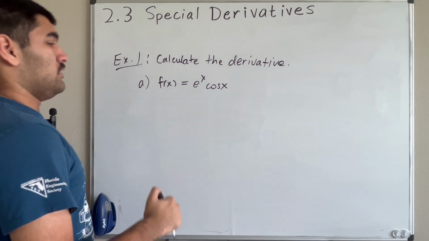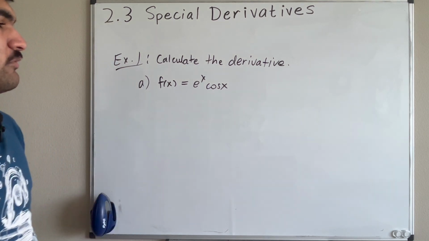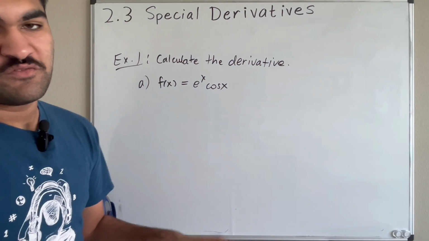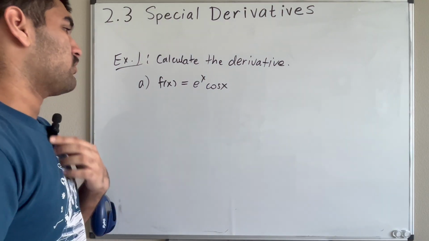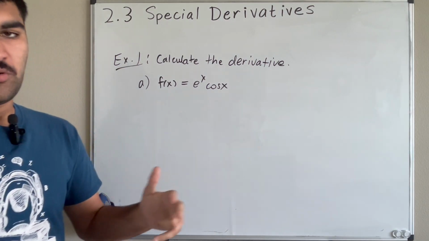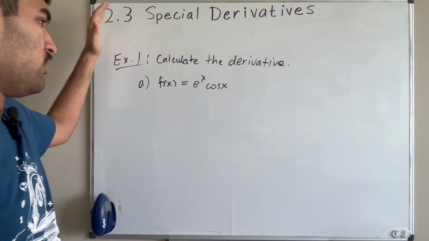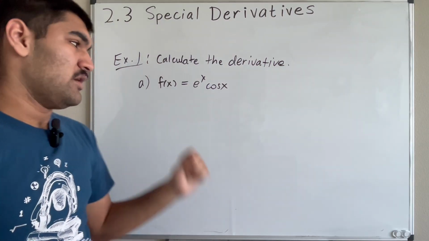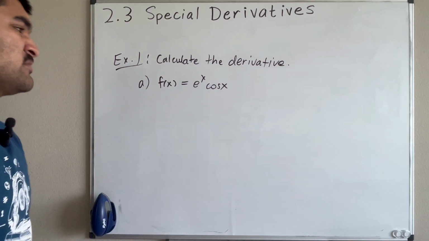So we have 4 practice problems. These are basically going to encompass all the derivative rules we've learned so far. We're talking about power rule, product rule, quotient rule, chain rule, and plus all the special derivatives that we learned in this video. We're going to use all that knowledge combined together, and then we're going to evaluate these derivatives.